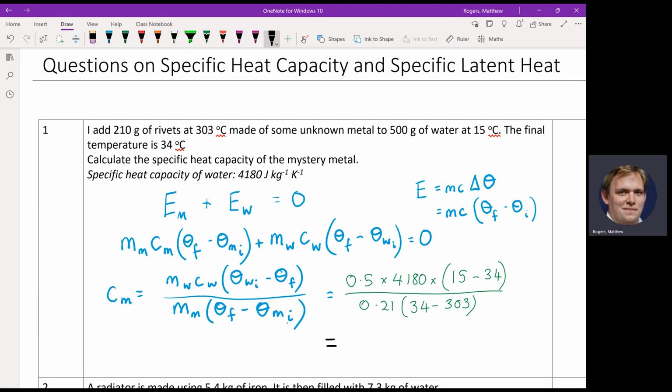Which gives me a value of 702. From the data in the question, 2 significant figures looks reasonable. I've got this 303 in here, but everything else appears to be to 2. So I'm going to write this as 700. This is the specific heat capacity of the metal, so it's in joules per kilogram per Kelvin.